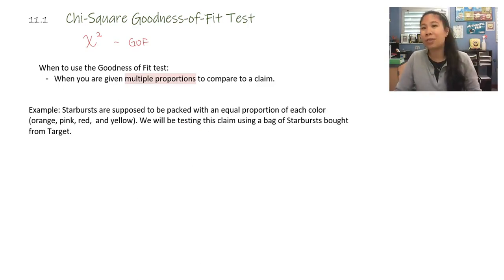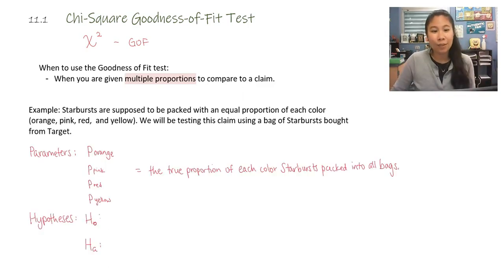So obviously we will be using a hypothesis test, so we're still doing the full PHANTOM process. First, before we do anything else, we're going to state our parameters and our hypotheses. For our parameters, because we have 4 different proportions, a proportion for each color, I'm just going to abbreviate a little bit. Here's all my different proportions, the true proportions. I'm going to write it out as the true proportions of each color Starburst packed into all the bags. Remember, this parameter is talking about the entire population of Starbursts and all the different colors.